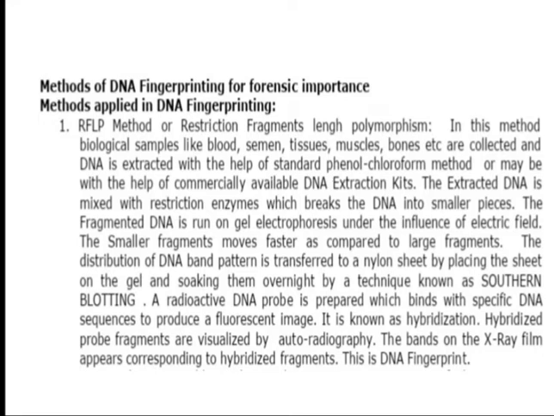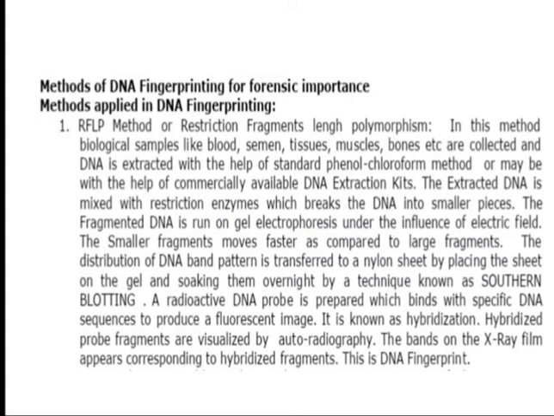So the first method is the RFLP method, that is, restriction fragment length polymorphism. Initially we have to take a sample in the form of blood, semen, tissue, muscle or bones. Then we have to extract the DNA by using the standard phenol-chloroform method or DNA extraction kits. After extraction, this DNA is mixed with restriction enzymes.